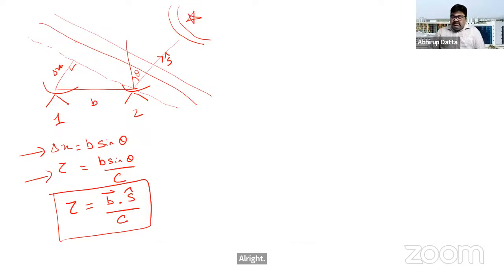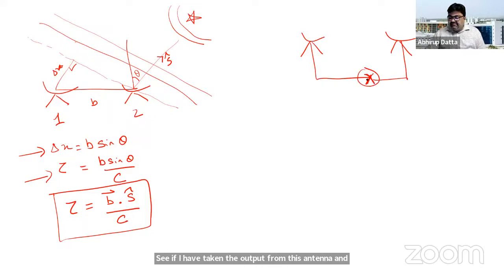Then what we discussed was that there was output coming out from both the telescopes. So if I take the output from this antenna and from this antenna and do a multiplication of both, so this is V1 and this is V2, then we will have the output. You can refer to the previous class notes, and you will see that the final expression comes out.